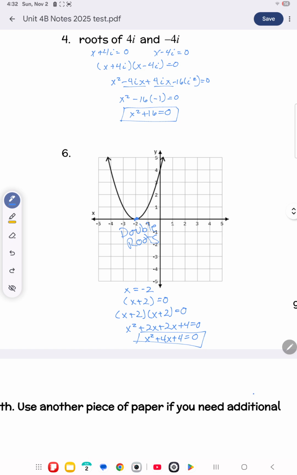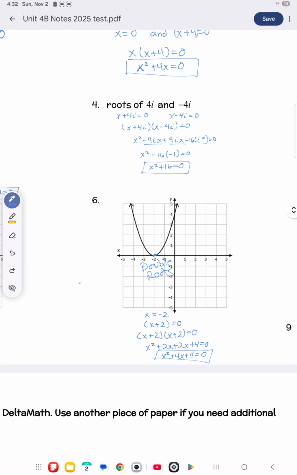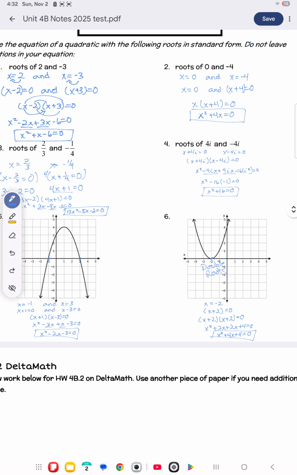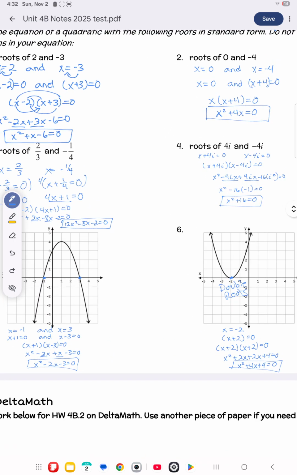All right, and that should be enough to give you some help with your Delta Math, and I hope that everything is good, and that I have a voice that I can teach with next time.